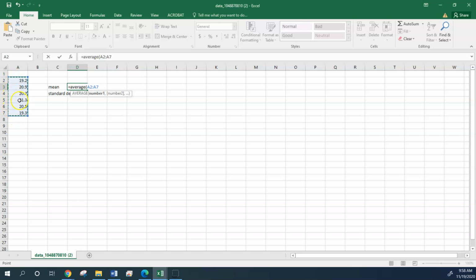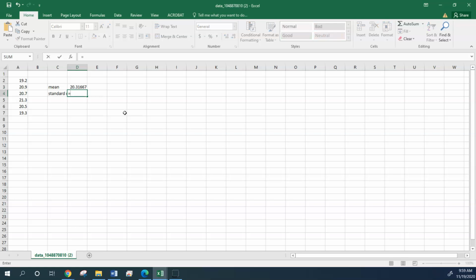If you're unsure about highlighting, notice that up here I could have typed in the first cell that my data was in and the last cell with a colon in between. And then I'm going to close off my parentheses and I'm going to hit equals. So 20.31667 is my mean.